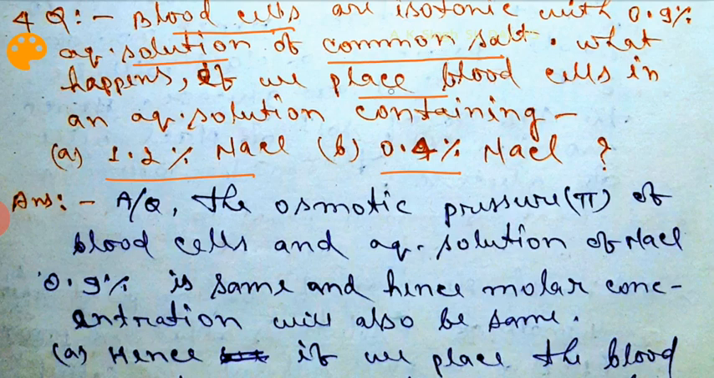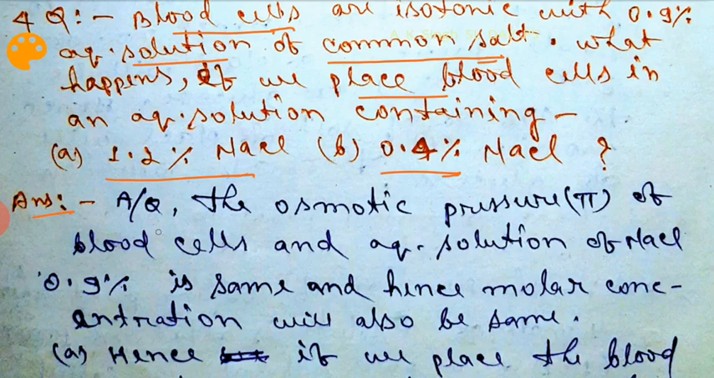So here blood cells solution and aqueous solution of common salt have same osmotic pressure, means they have same concentration. And what is the concentration? 0.9%. Now blood cells are added in 1.2% NaCl, means one has more concentration and other has less concentration, 0.4, means this concentration is less than before, 0.9. Now answer.